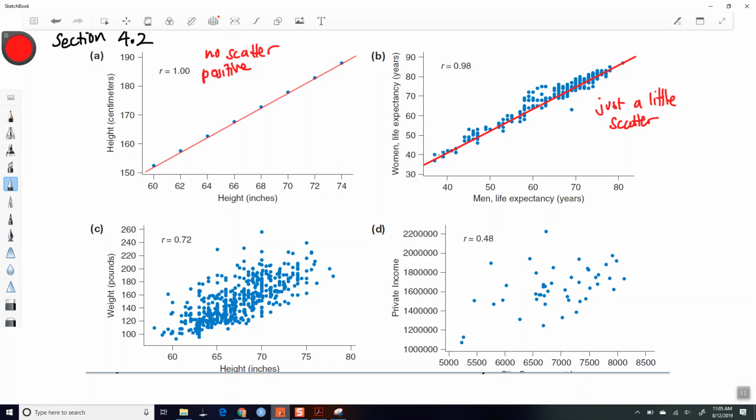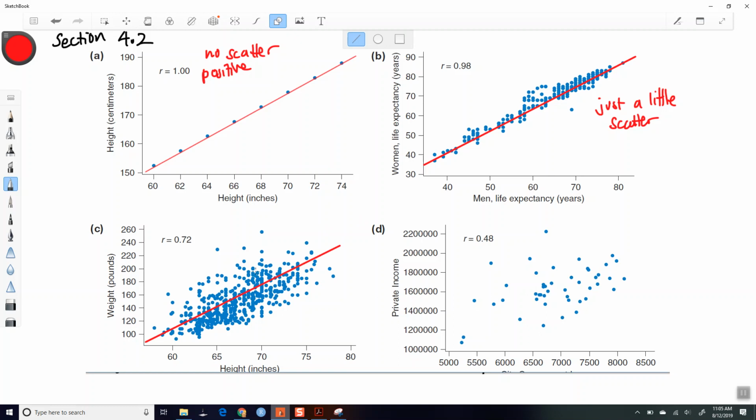Over here, if you have two countries where the life expectancy for men is 70, one might have a life expectancy for women of 72, and the other might have 74. So there's a little bit of scatter. You can't make a perfect prediction, but it gives you quite a bit of information. Here's the relationship between height and weight in a bunch of, I'm assuming, people.